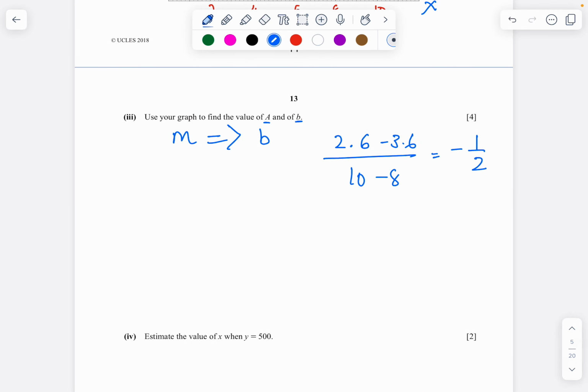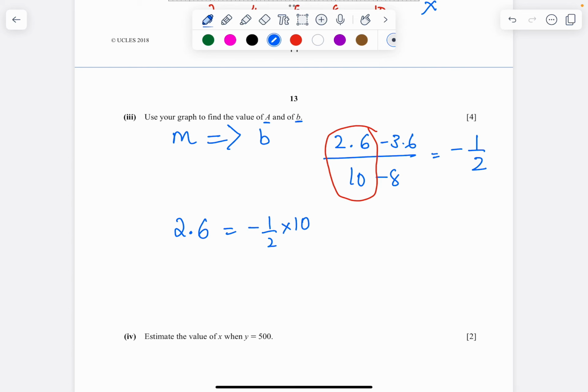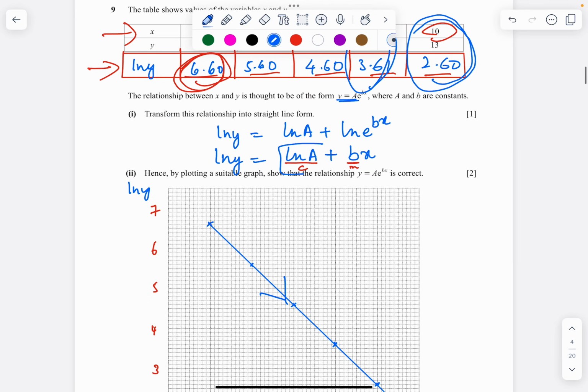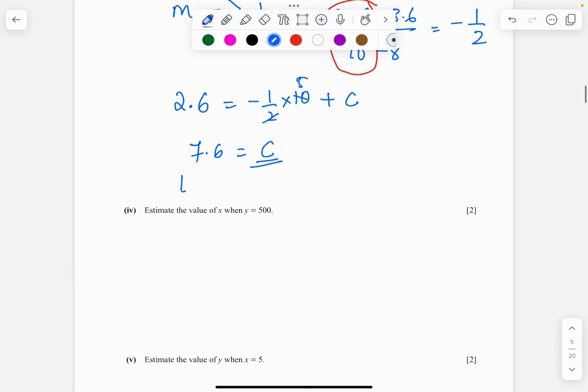Which is good. So now I will use one more, again this may be the same point, and use y equal to mx plus c. So 2.6 equals m, which is negative 1 over 2, times x, x is 10, plus c, right? So this gives me C equal to 7.6. But what is C in the question? C is ln A, right? So ln A equals 7.6.